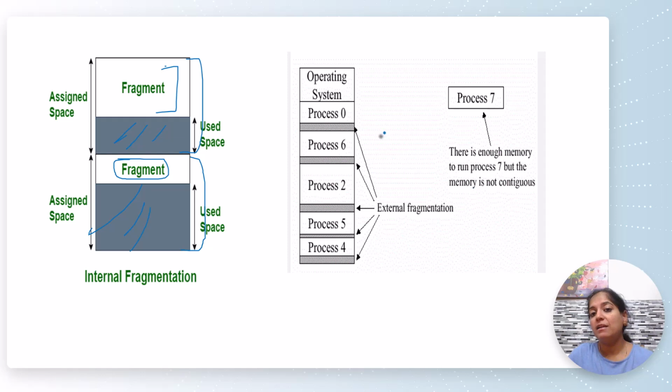On the other hand, if we take variable size partitioning, the operating system is in the low memory, then process 0, process 6, process 2 and so on. If you see here, these are the smaller chunks of memory. All of these together are sufficient to hold process 7. But since these memory chunks are not contiguous, we cannot load process 7. So this is called external fragmentation.